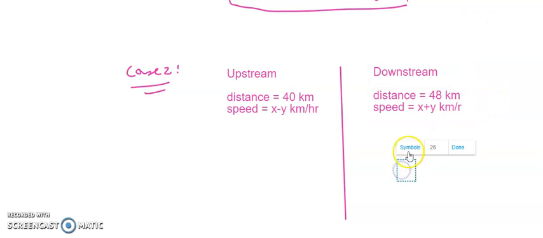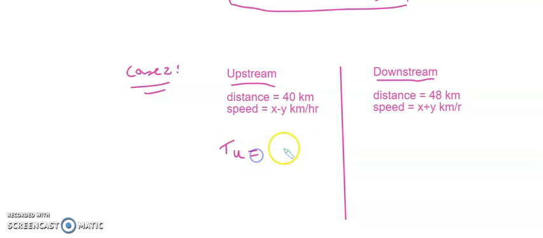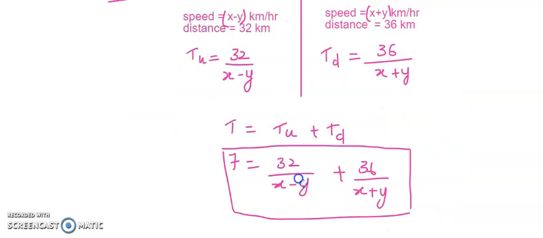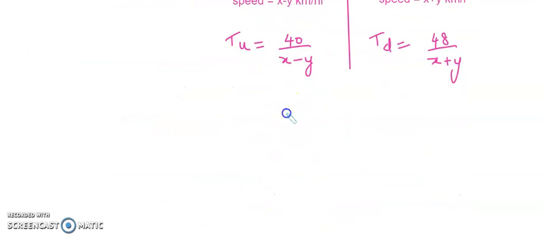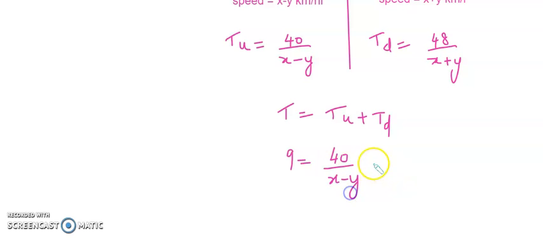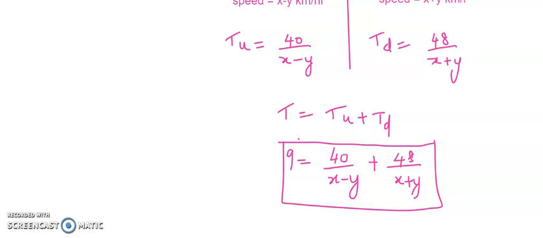So let's talk about the time taken. Time taken in upstream, TU, will be 40 upon x minus y, and TD will be 48 upon x plus y. Now, how much time is it taking in totality for this particular situation? We'll read it. It's 9 hours, right? So the equation becomes total time taken is equal to TU plus TD. So that is 9 is equal to 40 upon x minus y plus 48 upon x plus y. This is the second equation that we got, right?